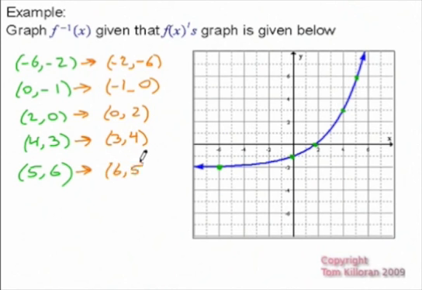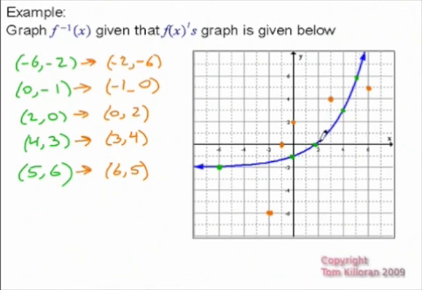And then just plot these points. So we have -2, -6 would be down here. -1, 0 would be here. 0, 2 would be here. 3, 4 would be here. Oh, no, not there. One higher. 3, 4. And 6, 5 would be 6, and then only 5 up, which would be right here.